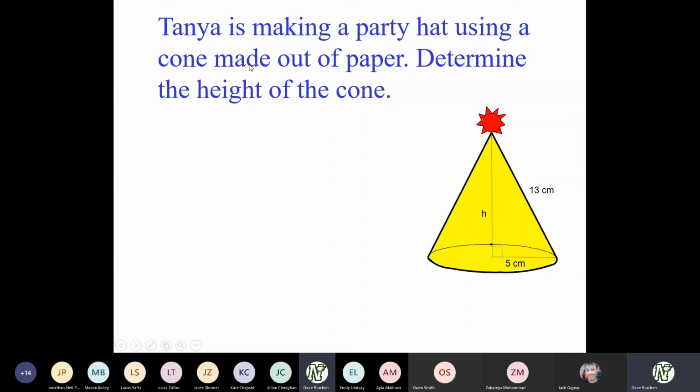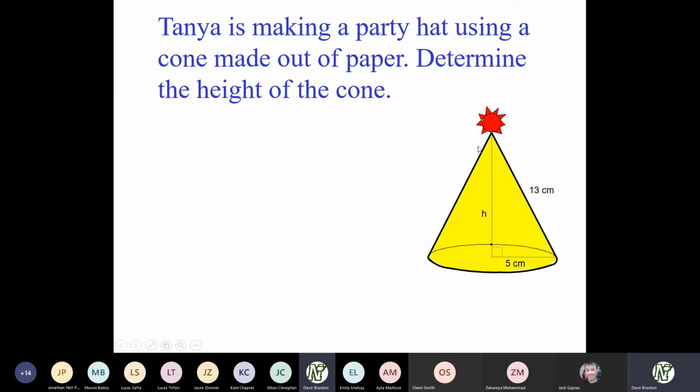All right, Tanya's making a party hat. Last one here, using a cone. Anybody ever done this? Take a piece of paper and kind of fold it around and staple it. I've seen crafts of some sort doing this. You cut the bottom, make almost like a cone. Determine the height of the cone. Well, you guys have some small numbers in here. Hopefully you can read them.